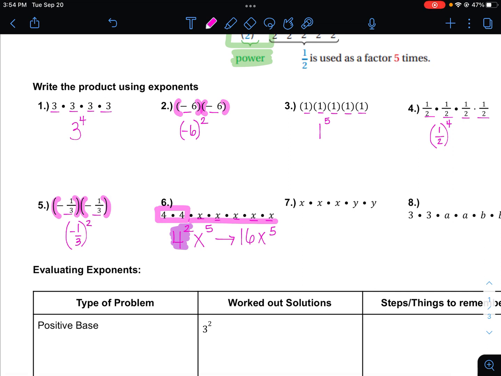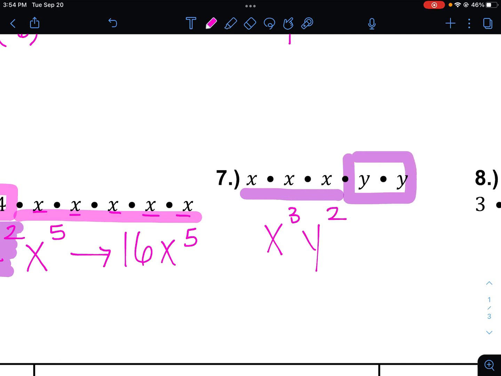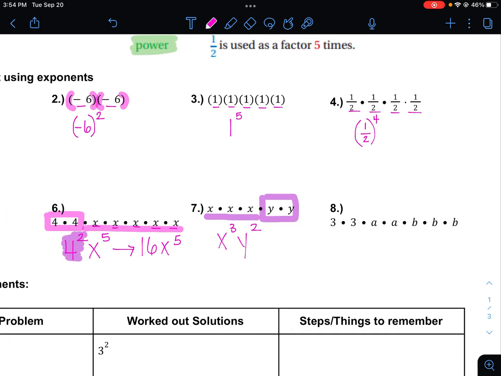When we have all variables, we're going to look at variables separately. So we have 3 x's, so our base is x to the 3rd, and then we have only 2 y's, so y to the 2nd. And then here's a mix of both whole numbers and 2 different variables. So 3 to the 2nd for this portion, a to the 2nd, and then b to the 1, 2, 3. Finish that out by doing 3 to the 2nd, which is 9, a squared, b cubed.